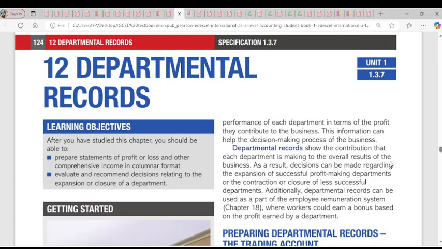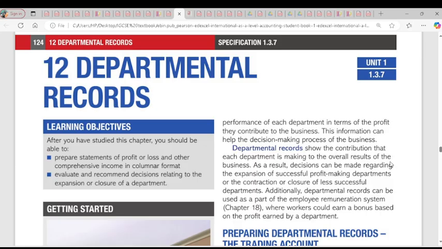For departmental records, we call it departmental records because we need to analyze the costs incurred, the expenses incurred by each department. That is why we have departmental records. Each department within the organization would have incurred certain expenses. Because they benefit from those expenses, they have to be shared amongst them. Without having a departmental record, we cannot apportion different costs or different expenses to different departments.